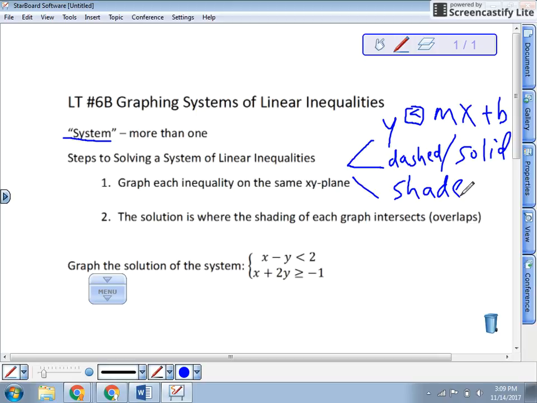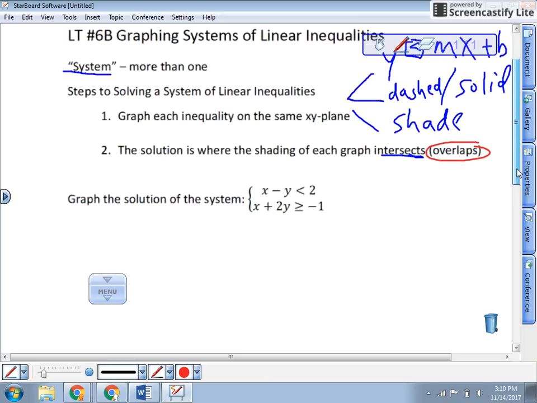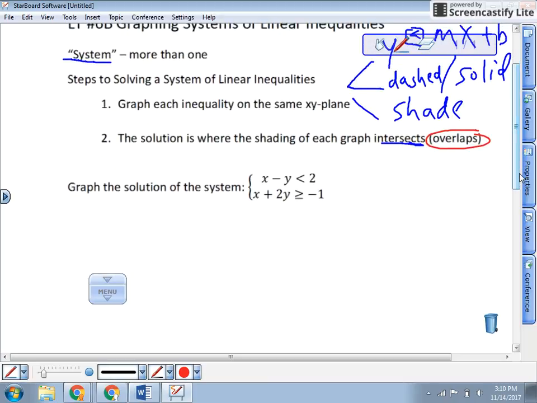Now, the solution is where the shading intersects, or where they overlap, and you'll see what I mean in a second. So here's a quick example. Graph the solution of the system. When I look at this, I can already tell the first one is definitely going to be dashed, and the one on the bottom is going to be a solid line because it's got that equal sign. Just keep that in mind when we're solving those.